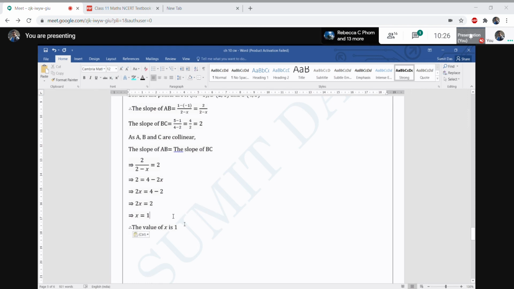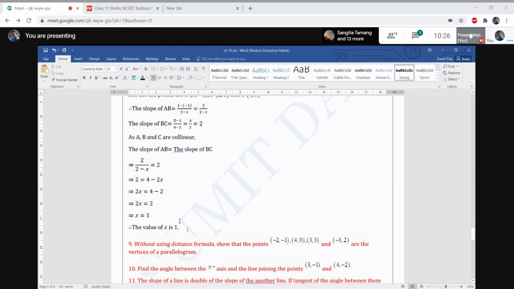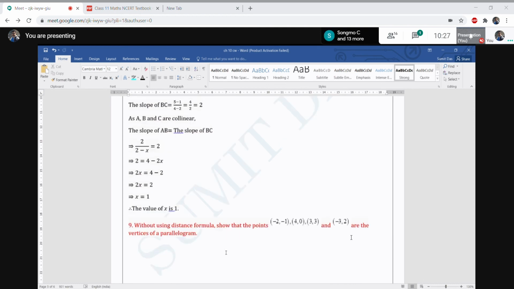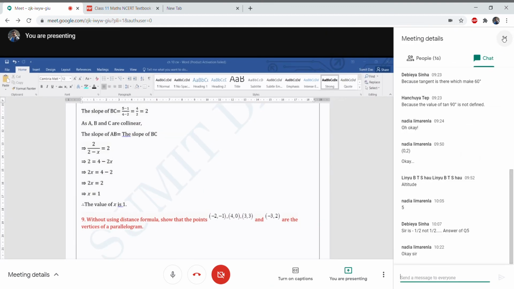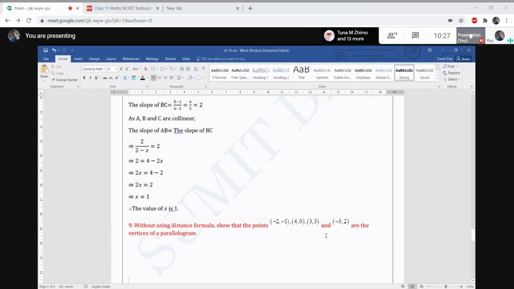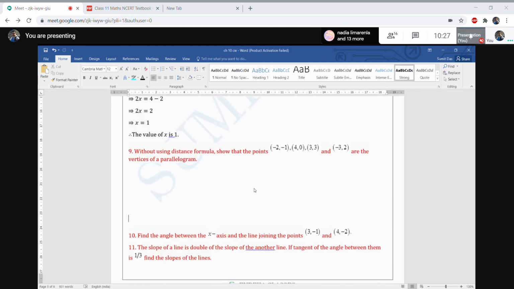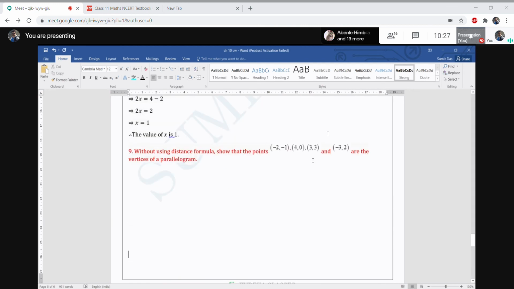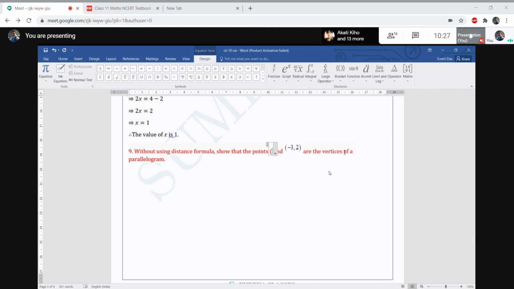Okay, next, let's move towards the next question. The next question says: without using the distance formula, show that these are the vertices of a parallelogram. Okay, let me write the points.